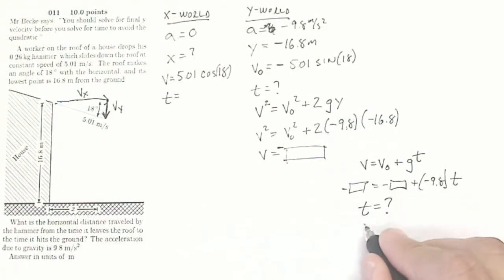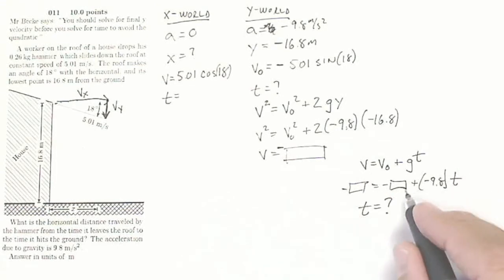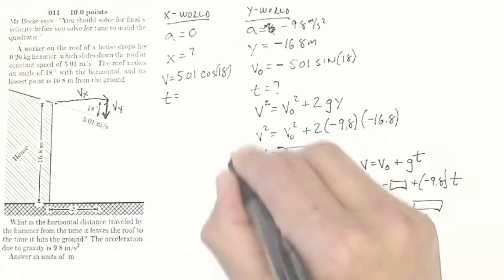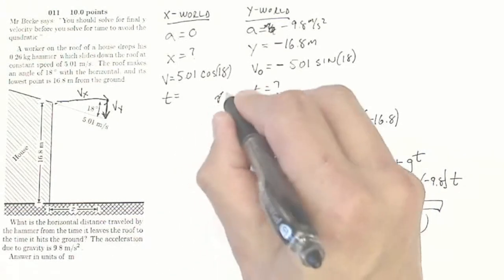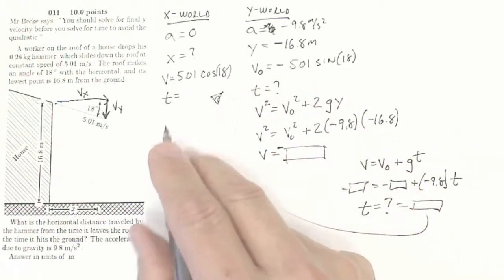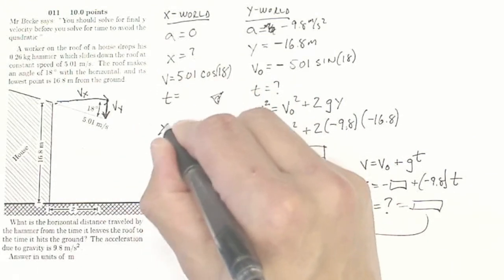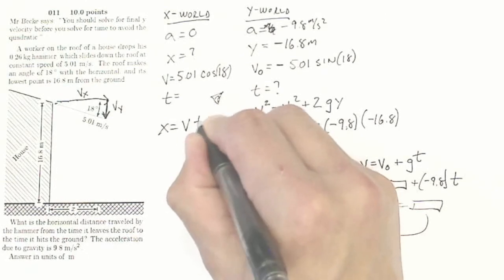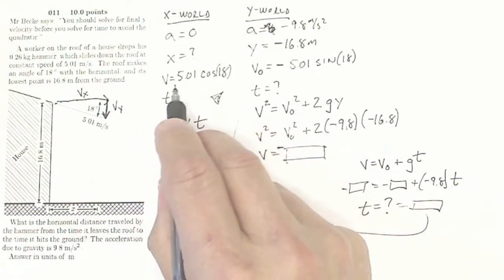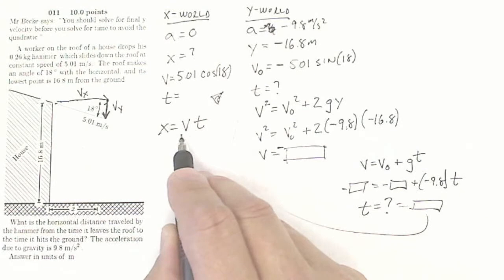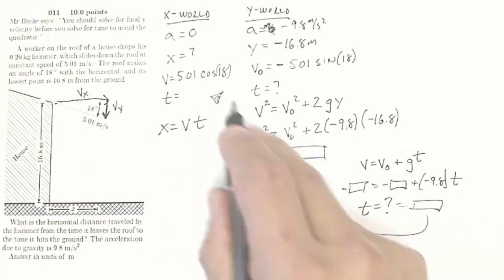Once I know my time, which I can solve from this, then I can bring that time over into the X world. And now that I've got a time, I know that with my velocity and my time, I can get my distance, because my displacement is simply my velocity times my time. So this is my x velocity, 5.01 cosine 18, goes into my velocity, and my time I brought from here.